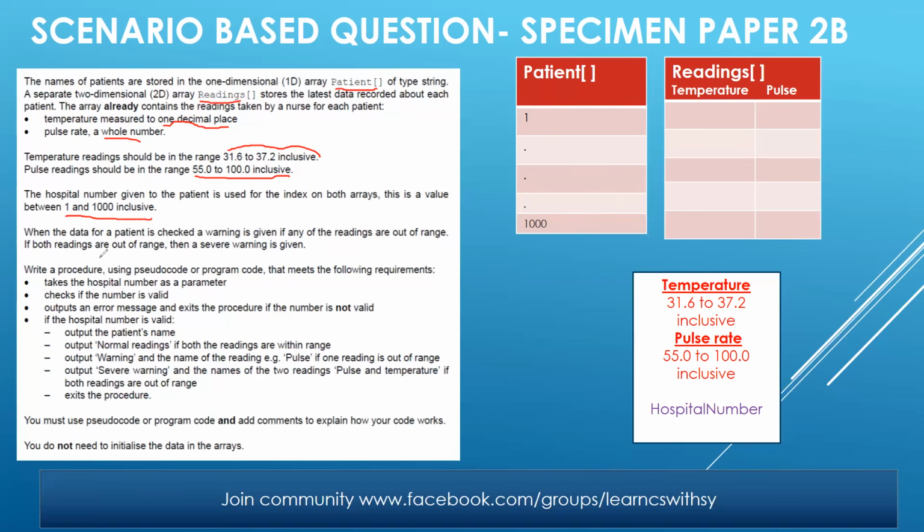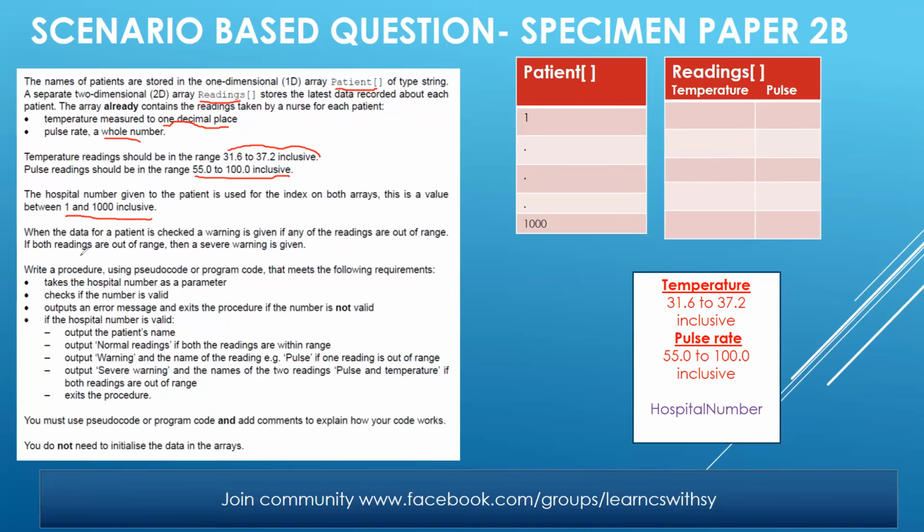When the data for the patient is checked, a warning is given if any of the readings are out of range. If both readings are out of range, then a severe warning is given. Now see, we are checking the temperature and the pulse. Situation one: both of the readings are accurate, within the range. Temperature is within the range and pulse is also within the range. Situation two is any one is out of the range, like maybe the pulse is out of the range. Situation three can be temperature readings are out of range. And situation four, God forbid, is both the readings are not in the range. So this is what the question is dealing with.